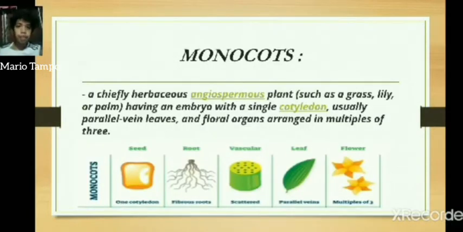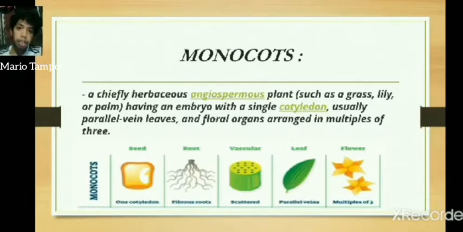Monocots: a chiefly herbaceous angiospermous plant, such as a grass, lily, or palm, having an embryo with a single cotyledon, usually parallel-veined leaves, and floral organs arranged in multiples of three. The picture below discusses the monocots composition.